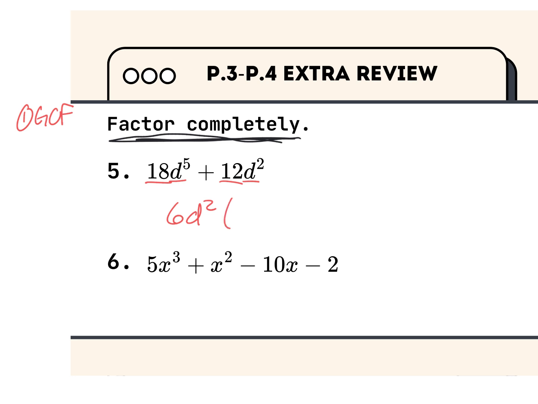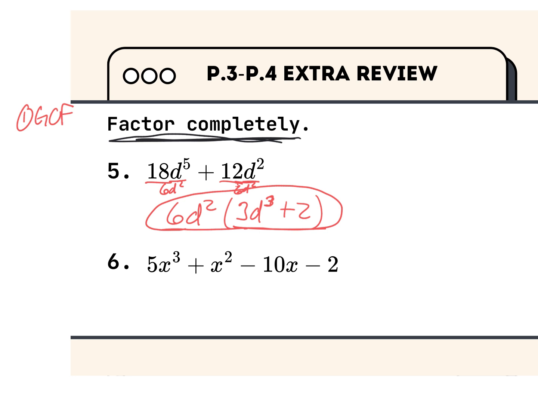And then whatever you get on the inside is going to be whatever you get when you divide by your GCF. 18d to the 5th divided by 6d to the 2nd is going to get you a 3d to the 3rd. All right, and then 12d to the 2nd divided by 6d to the 2nd is going to get you a positive 2, right? The d squareds cancel, and then 12 divided by 6 is 2. And then if you look inside of your parentheses, you can't really do anything more to that. That doesn't really factor. There's nothing special about that. So this is our final answer.